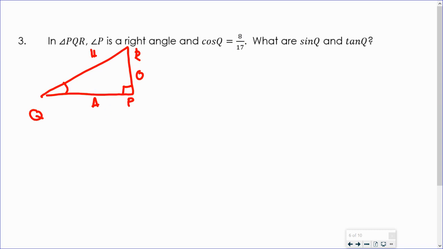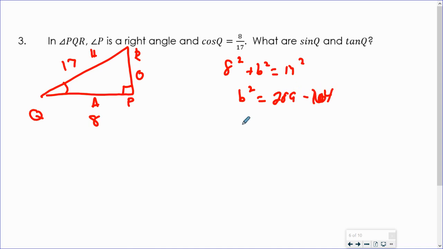All right, so now let's put these in here. Q is 8, and this is 17. So 8 squared plus b squared equals 17 squared. B squared is equal to 289 minus 64. That's 225. If I take the square root of both sides, I believe I get 15.